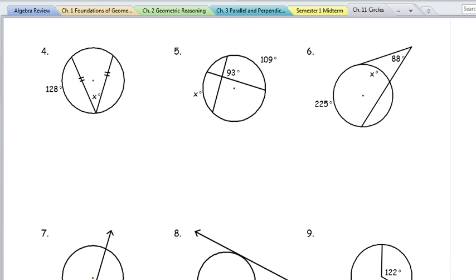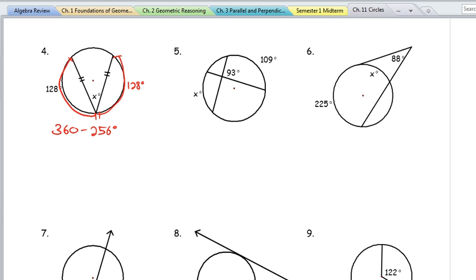Number 4, those arcs, or I'm sorry, those chords are congruent, which tells us these two arcs are congruent. So if that's 128 degrees on that side, so is this. So these are both the same, from there to there. So those are the same. So far we have 256 degrees of the circle.